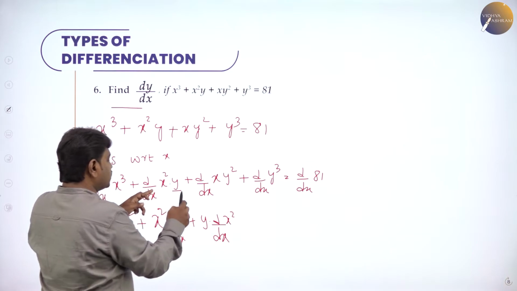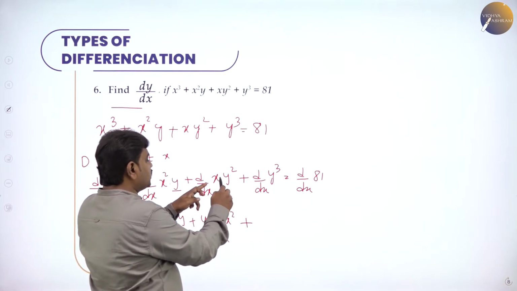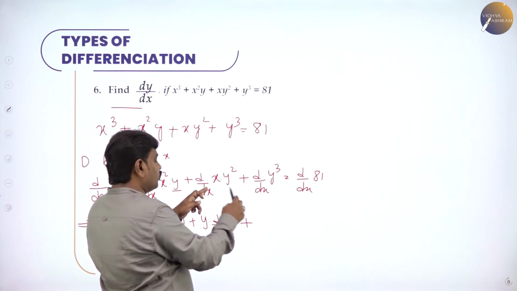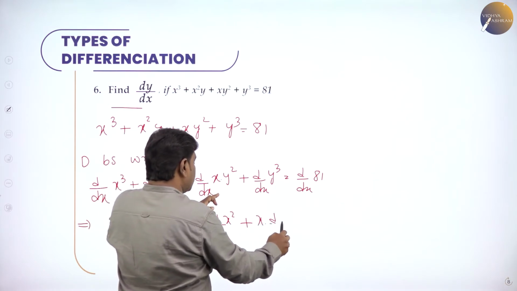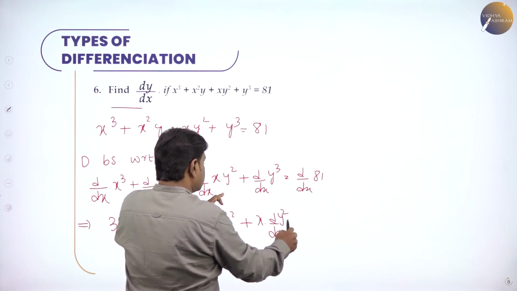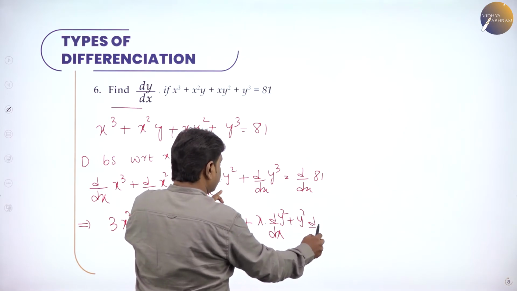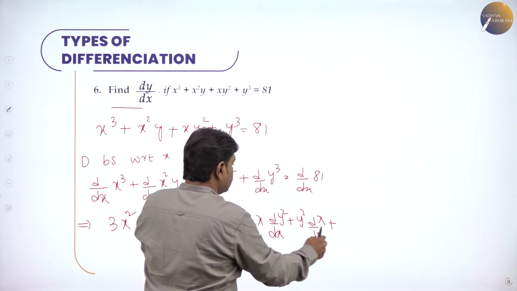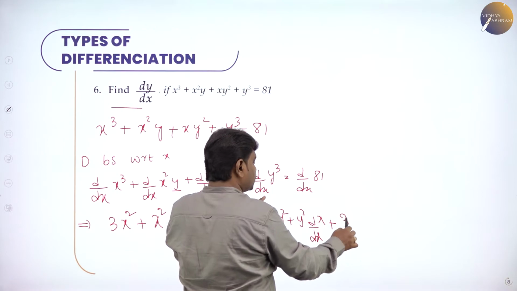So now I have done only this. Then plus d by dx of x into y square. Again we have product of two functions, use product rule. x into d by dx of y square plus y square into d by dx of x, plus derivative of y cube.